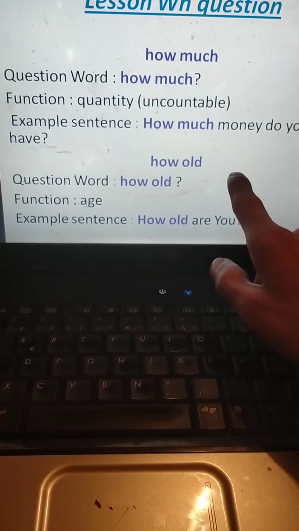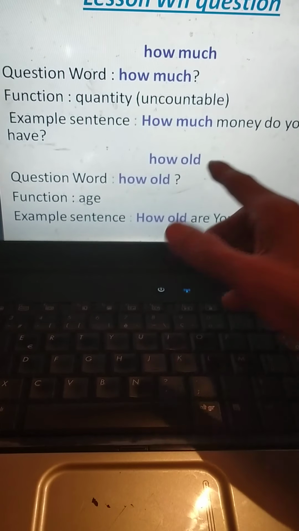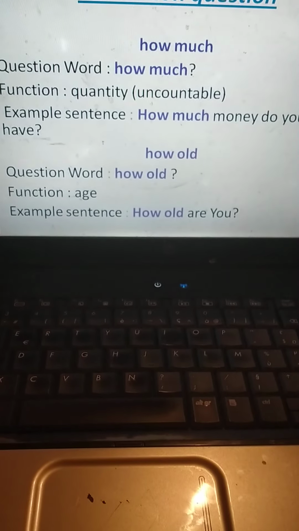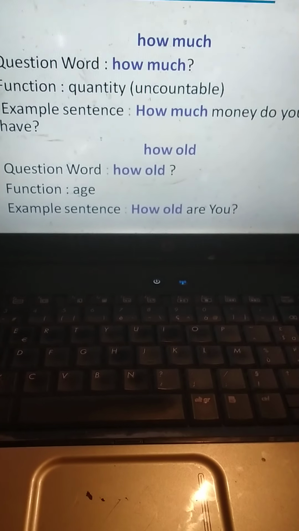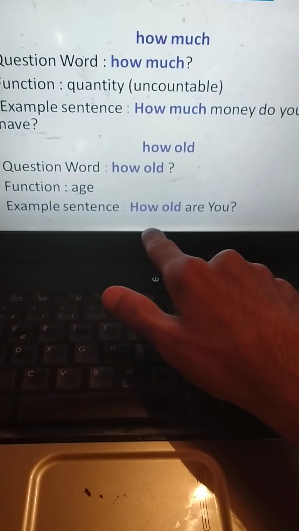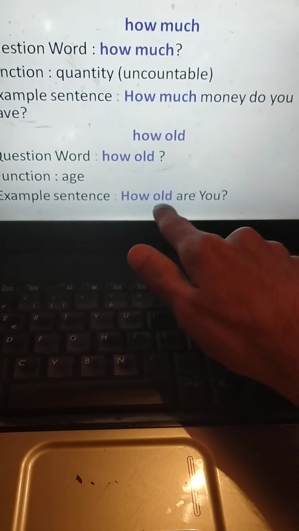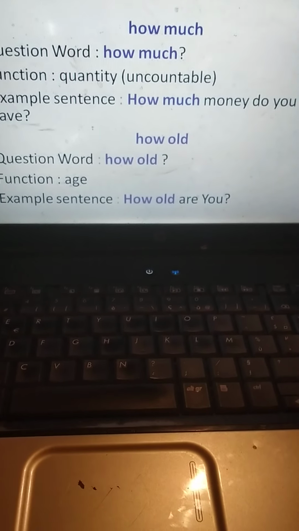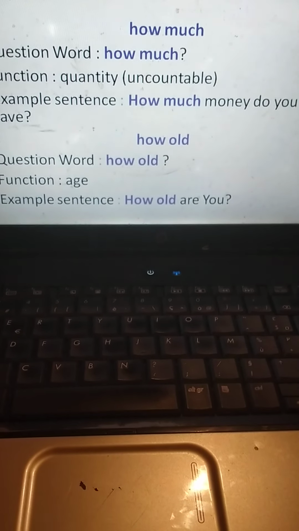Now, how old. Question word is how old. Function is about age. We can ask someone about age. Example sentence: how old are you? I am 19 years old, 60 years old, 30 years old. It's okay.